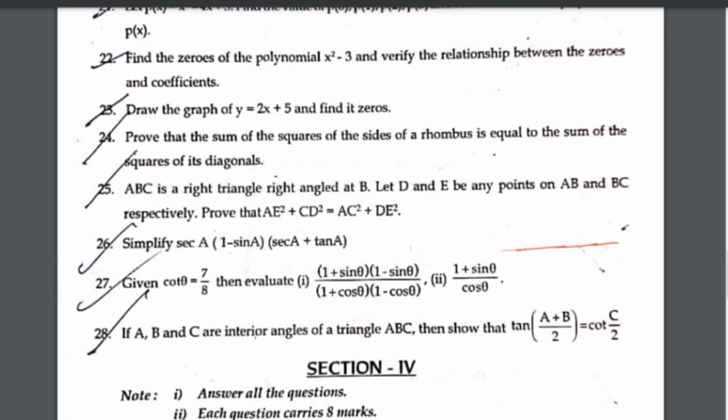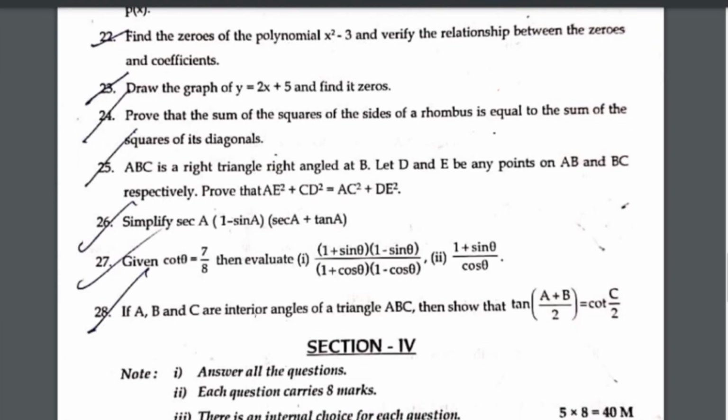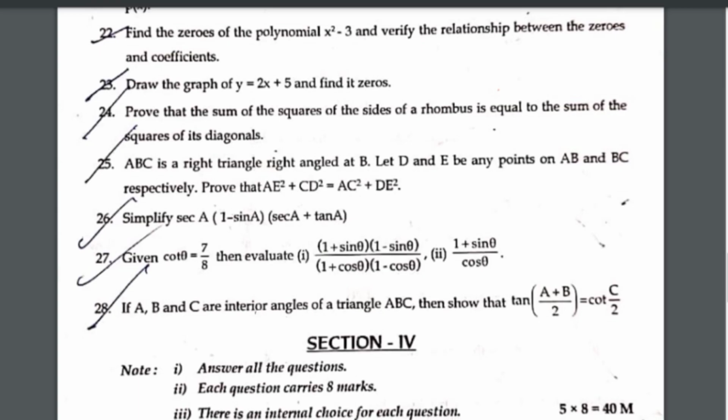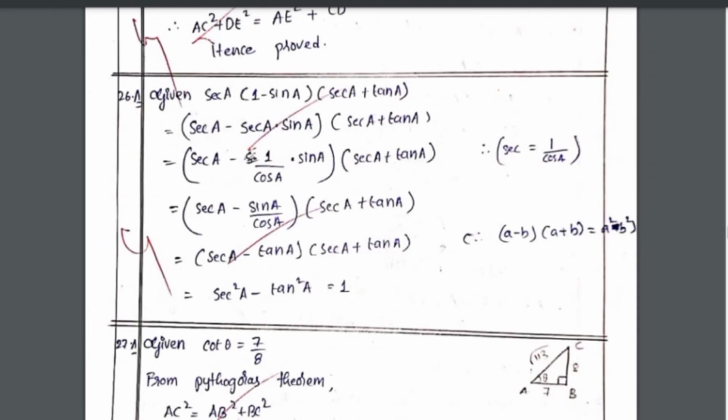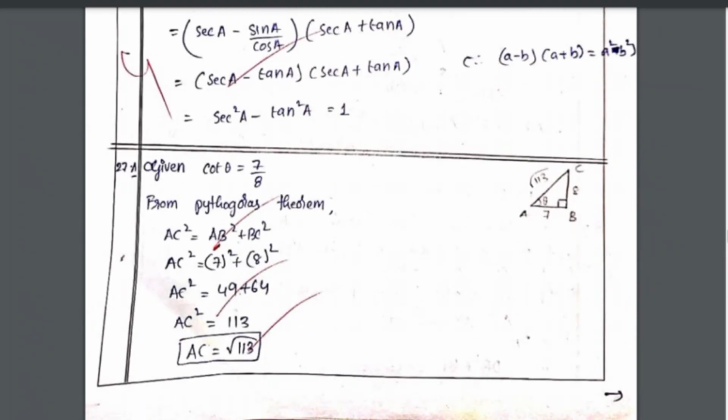This is question number 27, most important. We can guess this question for the 8 mark questions. Cot theta is equal to 7 by 8, then evaluate (1 plus sin theta)(1 minus sin theta) divided by (1 plus cos theta)(1 minus cos theta), and (1 plus sin theta) into cos theta. Directly a textbook question, exercise 11.1, question number 7, I think. So check this answer.